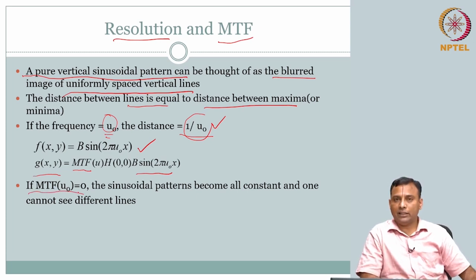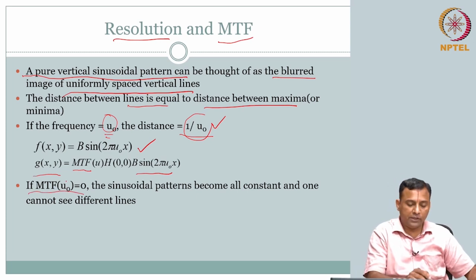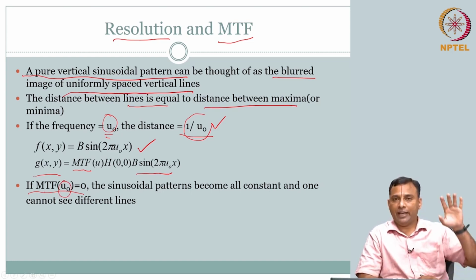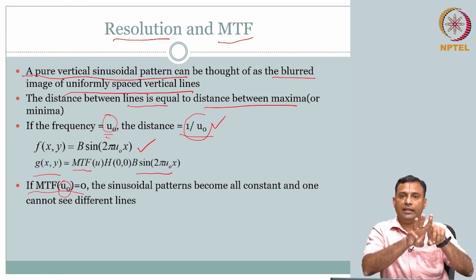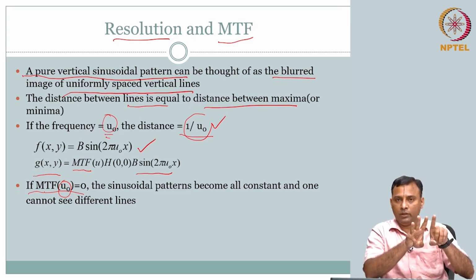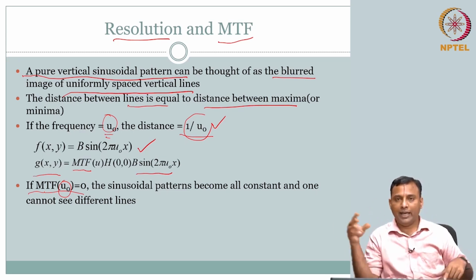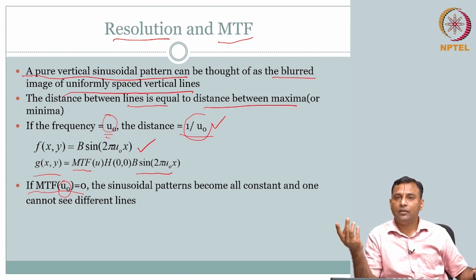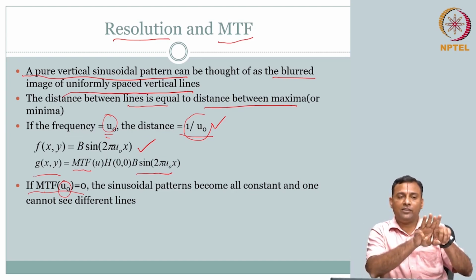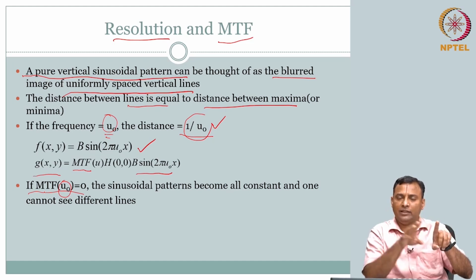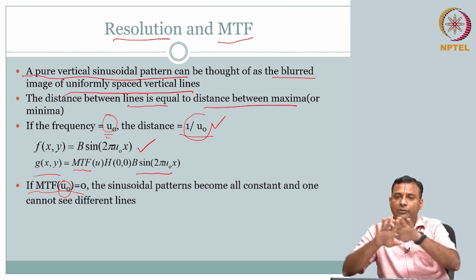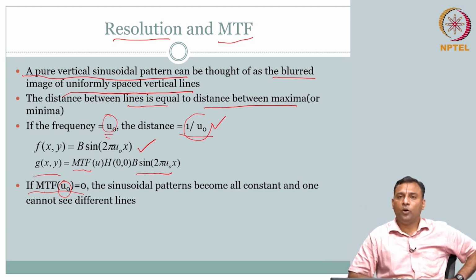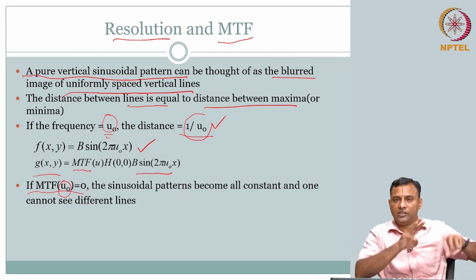The modulation transfer at a particular frequency is 0. That means if I have vertical lines as input, at the output I have 0. There is no modulation transferred to the output. What is happening? Whatever lines or frequencies were there are blurred so much that I do not see any vertical lines. Everything is blurred and there is only one output. I do not see vertical lines anymore.